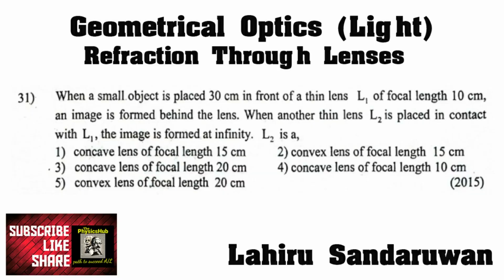A small object is placed 30 centimeters in front of a thin lens L1 of focal length 10 centimeters, and an image is formed behind the lens. When another lens L2 is placed in contact with L1, the image is formed at infinity. We have to find the lens type and the focal length of L2.